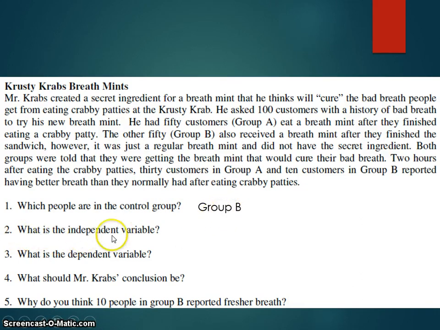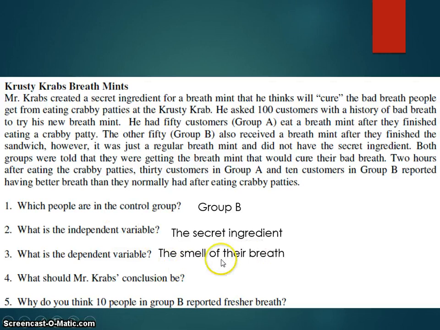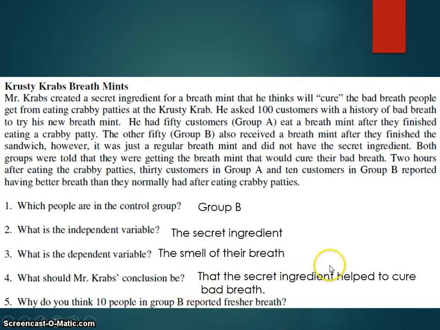The independent variable is the secret ingredient. So the secret part of the breath mint in Group A that's different from B is the independent variable. The dependent variable is the smell of the breath. Does it smell better? Is it worse? Is it the same? That is what we're measuring. That's our dependent variable. And what should Mr. Krabs' conclusion be? Well, it looks like the secret ingredient did help to cure bad breath by a substantial amount. More people from Group A felt they had better breath than people from Group B.